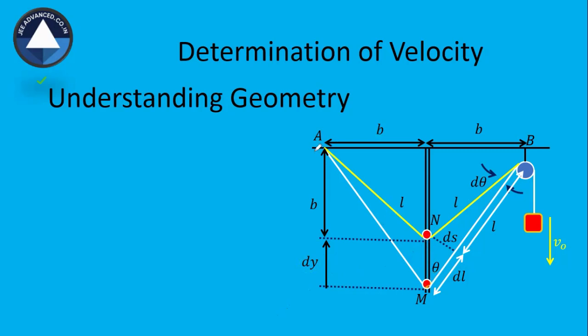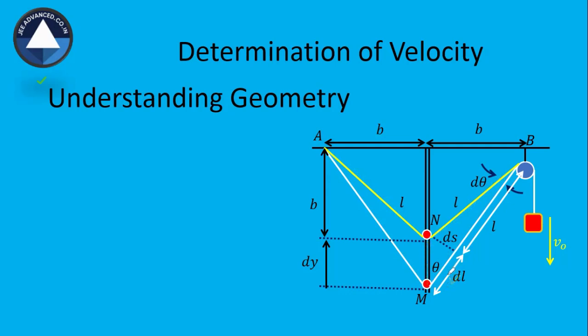Initially, the length of the string is AMB, that is L plus dL, and this L plus dL, that is 2L plus 2dL. And once the pulley reaches the point N, the length of the string now only remains this distance L and this distance L, that is 2L. So as the pulley moves up, the length of the string decreases.